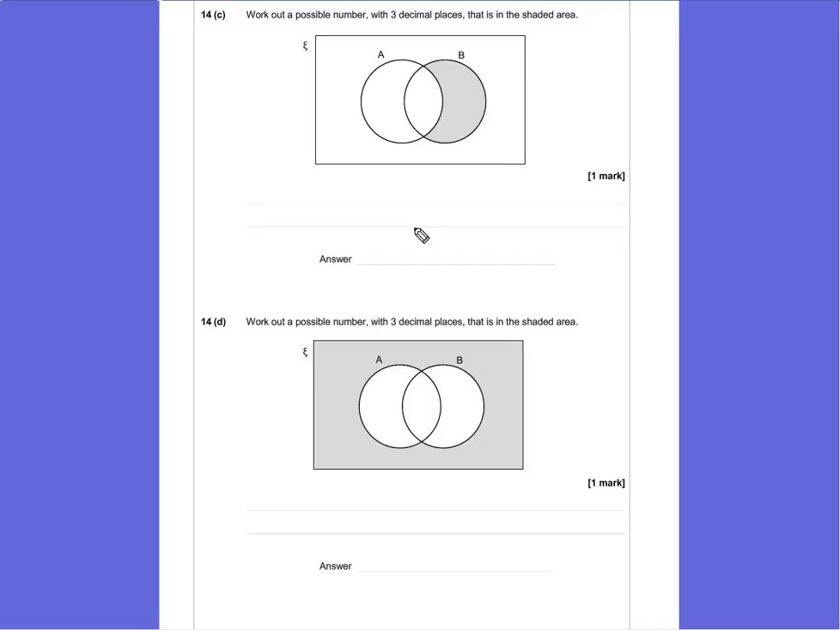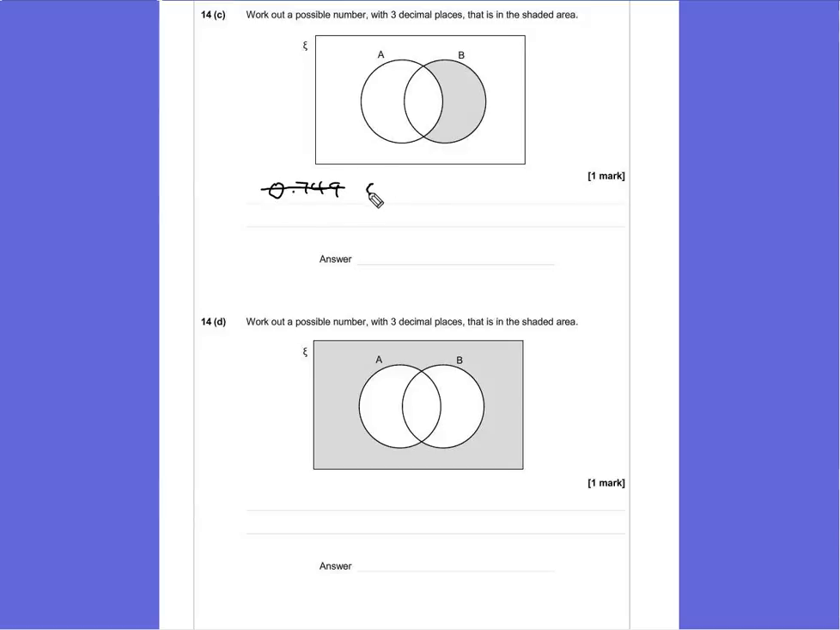To appear only in the section marked with B, we need a number that will round to 0.75 to 2 decimal places and something different when rounded to 1 decimal place. If we choose a value which is actually smaller than 0.75, so for example 0.749, while this does round to 0.75, it would also round to 0.7, and that would appear in this section in the middle, which is not great. It's not part of circle B anymore.